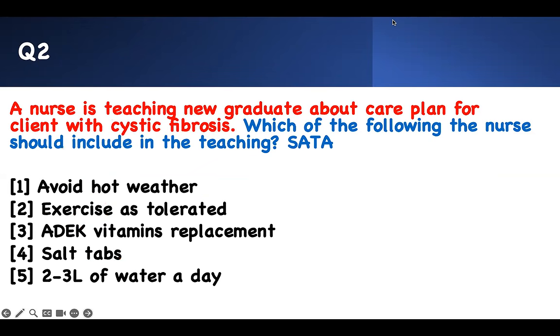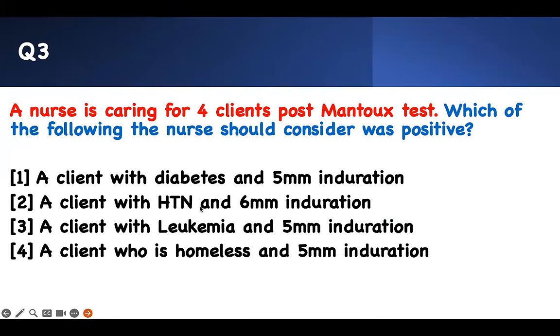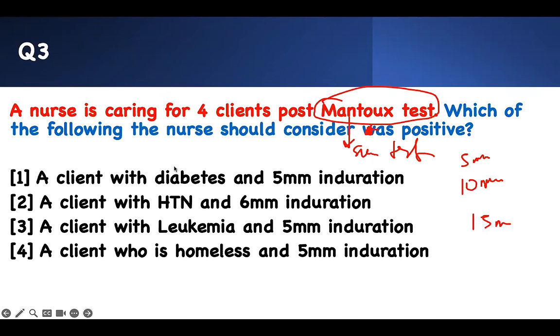Okay. Next question. Number 3, a nurse is caring for 4 clients post Mantoux test. Which of the following should the nurse consider as positive? So which of these is positive? Keyword, Mantoux test. What does that mean? This is a skin test for tuberculosis. What you need to know: 5 millimeter for people who are immunocompromised, 10 millimeter for people who are homeless, 15 for normal people. A client with diabetes is a normal person.